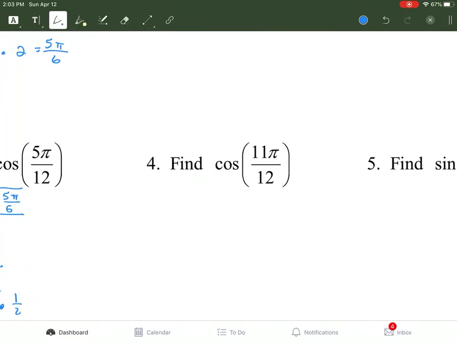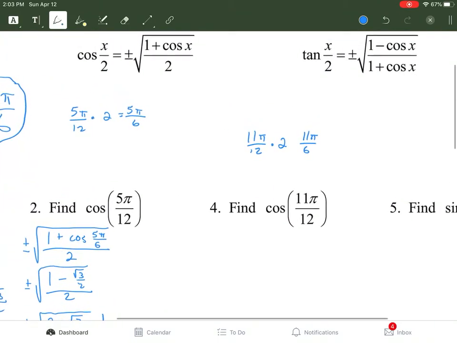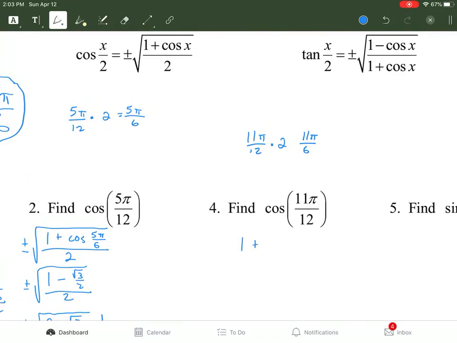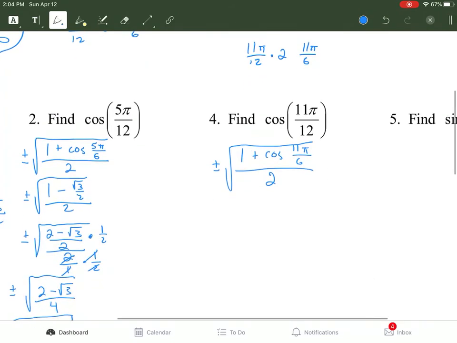We have 11 pi over 12, so we take 11 pi over 12, multiply it by 2, and get 11 pi over 6. Okay, since it's cosine, again, we use the same formula we just did. So we have the square root of 1 plus cosine of 11 pi over 6, divided by 2. Okay, next we find out what the cosine of 11 pi over 6 is. So if we look at a unit circle, 11 pi over 6 is going to be root 3 over 2.